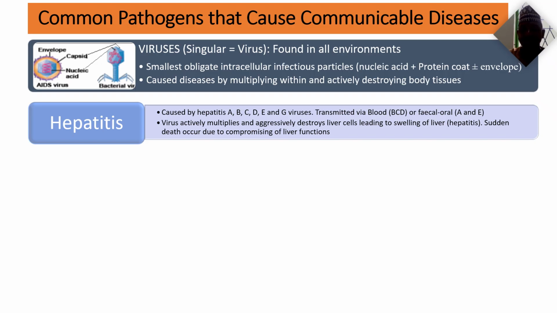Therefore, sudden death can occur as a result of compromising the liver function, because this virus destroys the liver, and the liver plays an important role. It plays many important roles in the body. So the infected person can easily die when the liver functions are compromised.